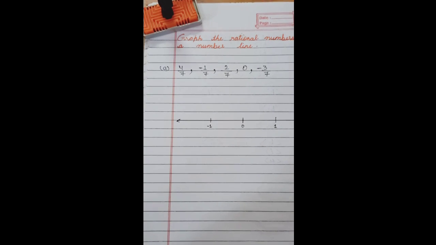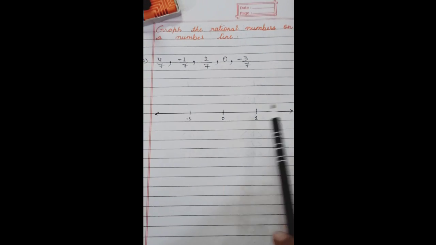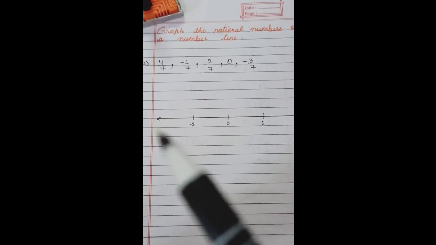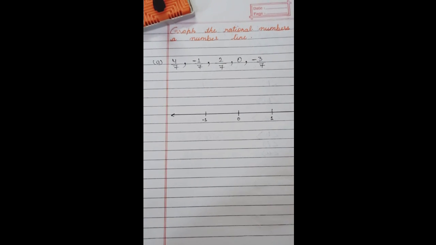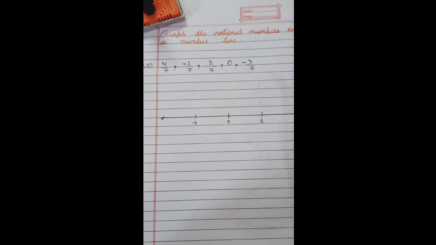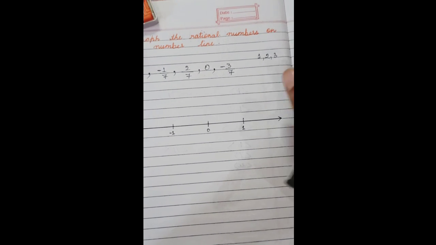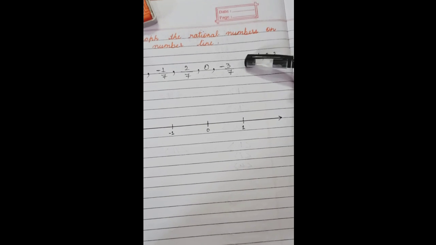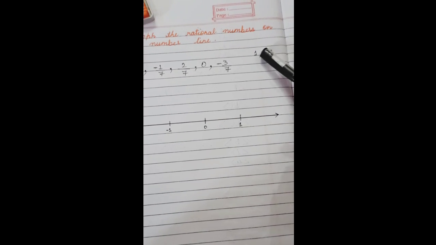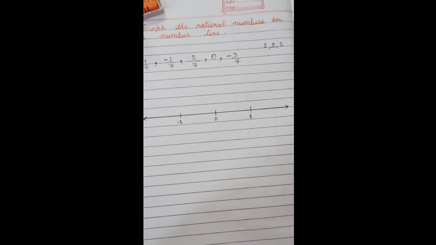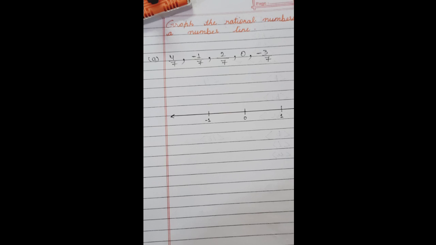In today's class we are going to study how to mark the rational number on a number line. How to plot the rational number on a number line. We can simply plot 1, 2, 3 on a number line because they are the whole numbers. So we can simply plot these points on a number line. But what about the rational numbers? How do we plot these numbers?